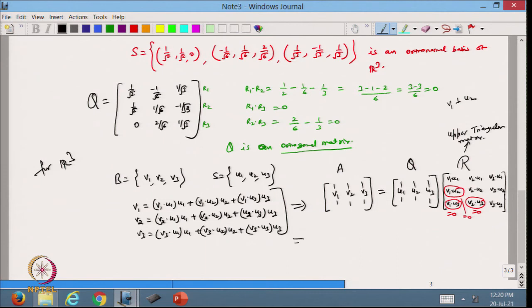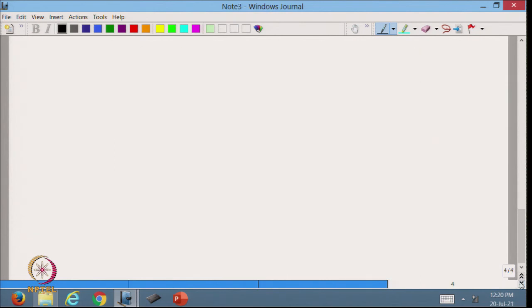So from here, if you see, I have written my matrix A as Q, which is made up of orthonormal bases, times R. So this is called QR factorization of matrix A. Now based on this one, we will take the idea of another important topic, that is QR factorization, or we also call it QR decomposition.